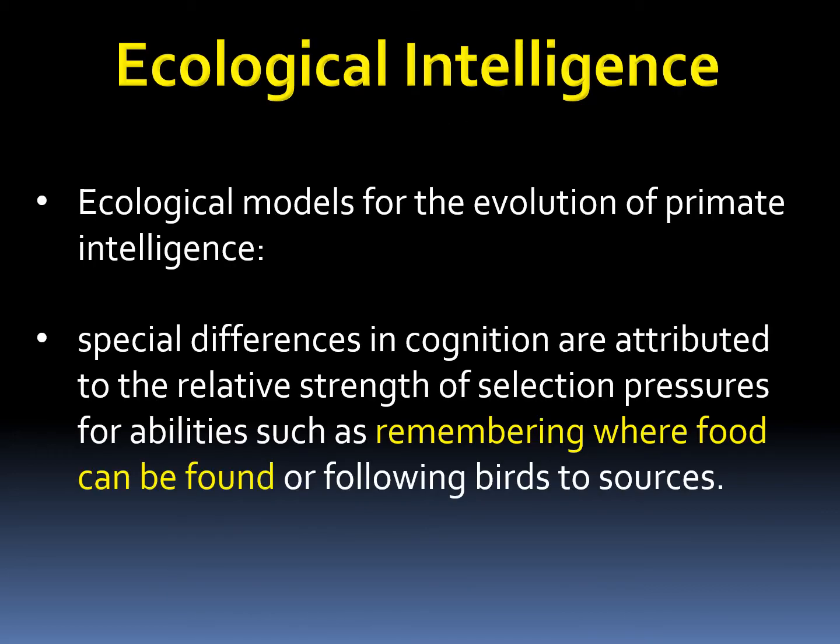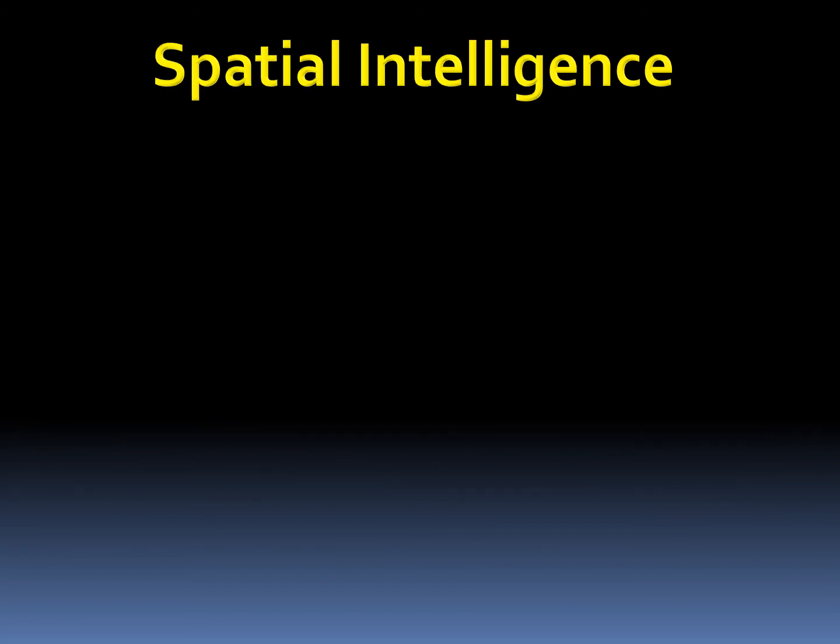There are also differences in ecological intelligence, and there are ecological models for the evolution of primate intelligence. Differences in cognition are attributed to the relative strength of selective pressures for abilities such as remembering where food sources can be found or following birds to food sources, right? So for however complex the food acquisition system is, you're going to develop an equal level of intelligence, right? Otherwise, your species wouldn't survive.